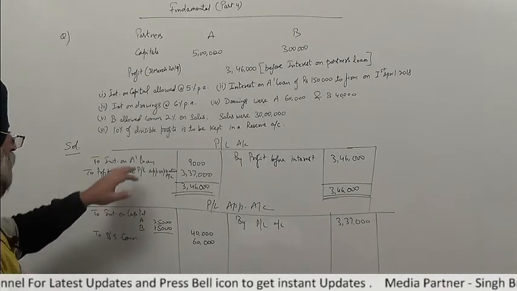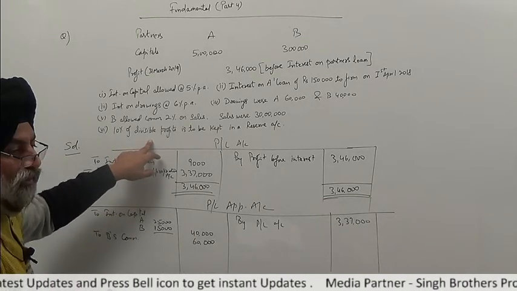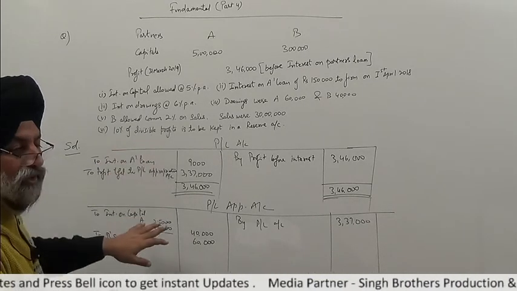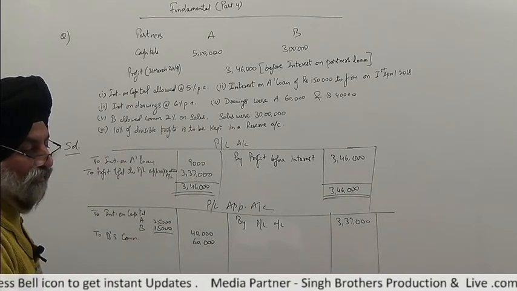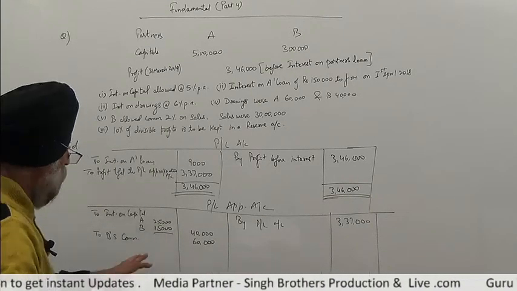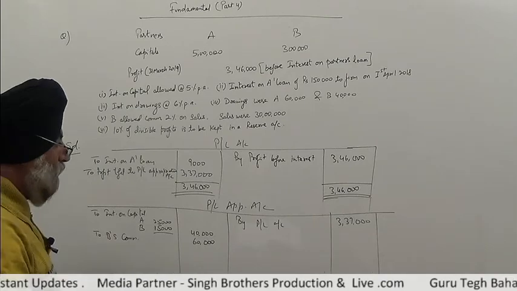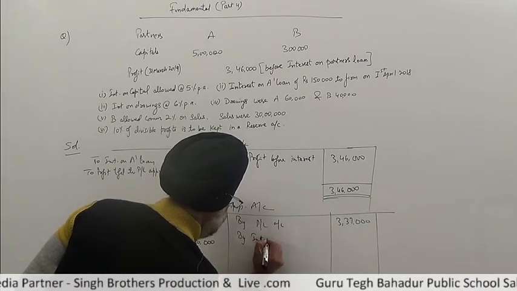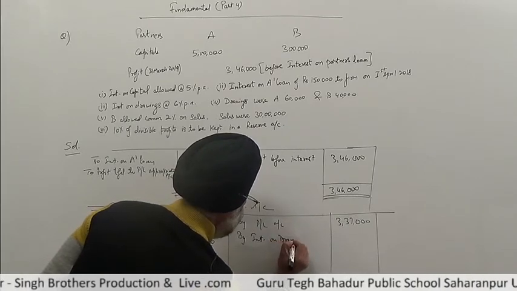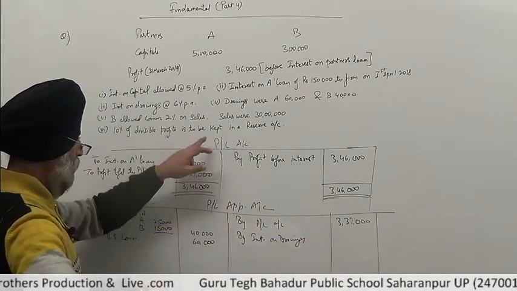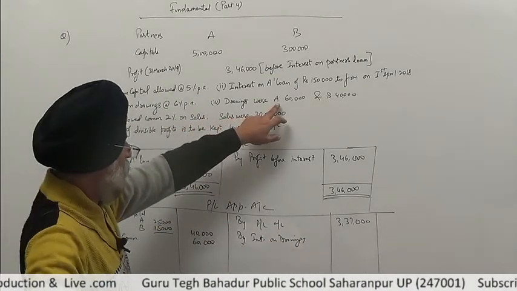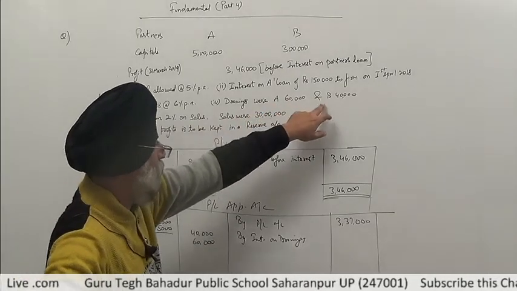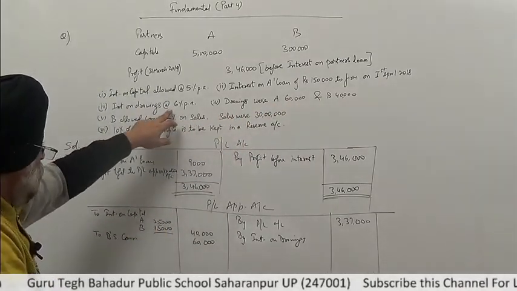Whatever amount is transferred to the reserve account is given as 10% of divisible profit. This will be calculated afterward. First of all, see what the divisible profit is. For this, first charge interest on drawings. Drawings were 60,000 for A and 40,000 for B, and charge 6% on the drawings.